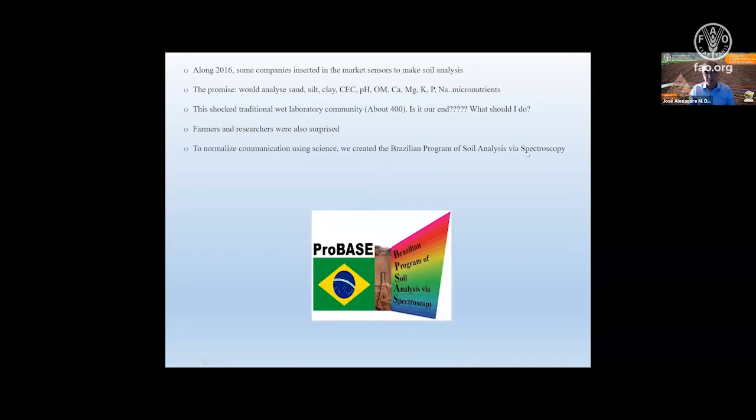Is this possible? So to normalize communication and say to them the limitations, the advantages, and how it really works, we created the Brazilian Program of Soil Analysis via Spectroscopy.